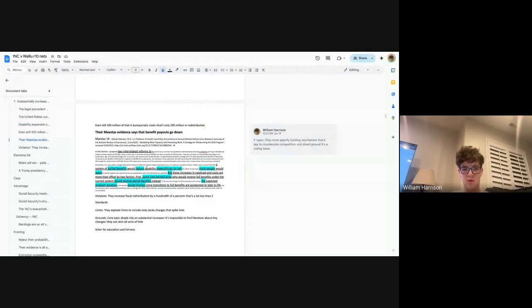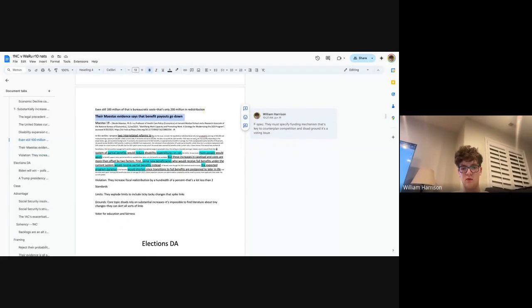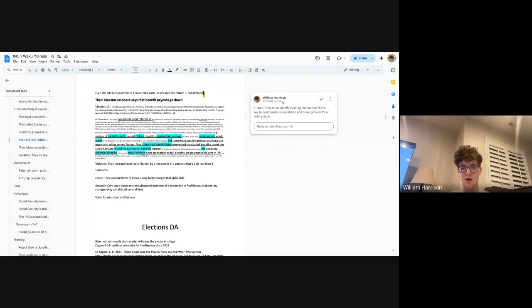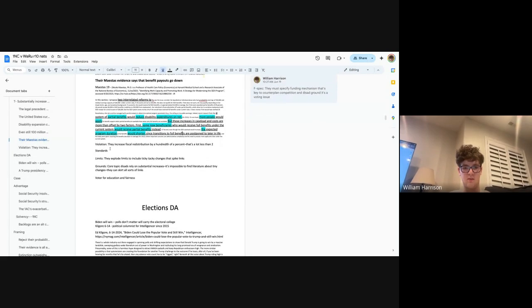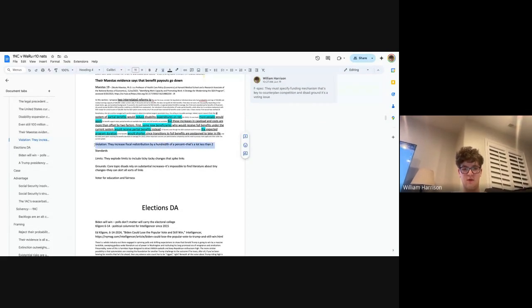We say that it would reduce disability expenditures on net because we would give partial benefits if we did. This was from their own. This was a re-highlight, which is a useful trick sometimes. It's a hidden F spec shell in here, but I didn't go for it and I didn't read it. The violation, it's a lot less than 2%.